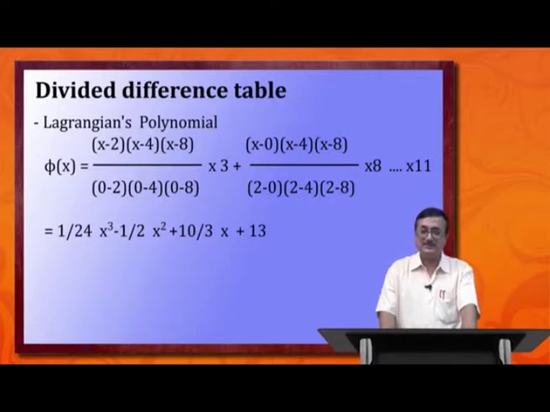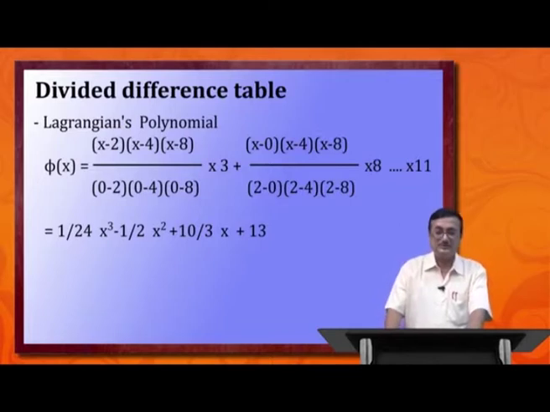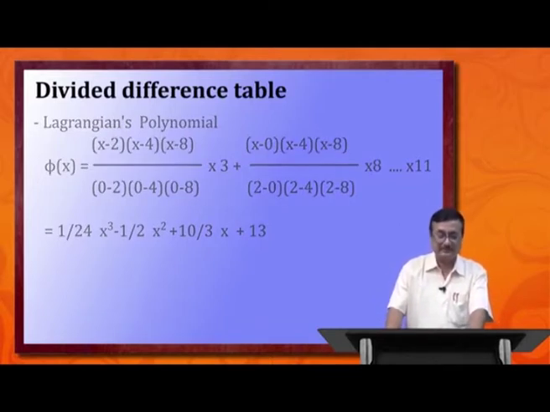We have the Lagrange's interpolation polynomial. We use this polynomial: (x minus 2)(x minus 4)(x minus 8) divided by (0 minus 2)(0 minus 4)(0 minus 8) into y0 plus the other terms, which gives us x cube by 24 minus x square by 2 plus 10x by 3 plus 3.